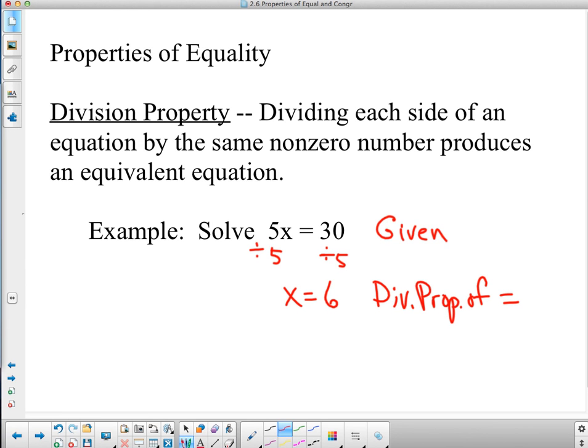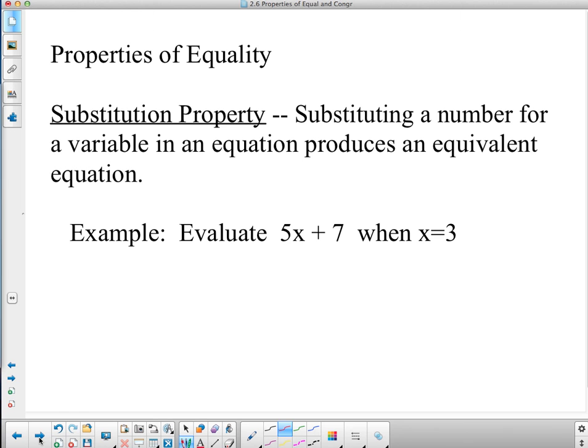All right, well, we ran out of operations. Add, subtract, multiply, divide. What's the last one? Substitution. Substitution is just what it says, substituting, or maybe you want to put replacing. Substituting a number for a variable in an equation produces an equivalent equation. So this would start out a little bit different. It wouldn't say solve. It's evaluate.